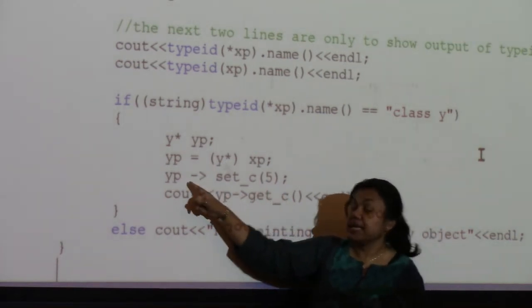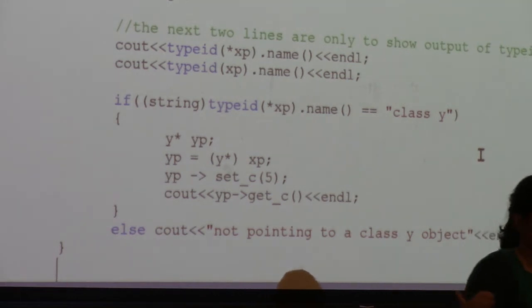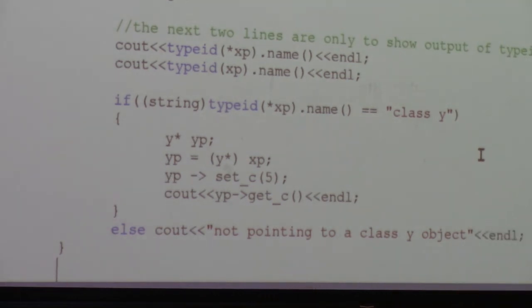Because yp can call setC. yp is the Y pointer. You can use xp as... No, because xp is also pointing to... If I could use xp then there was no problem. Why can I not use xp? Because the method is not virtual and the method was not introduced in the base class. So that is why.